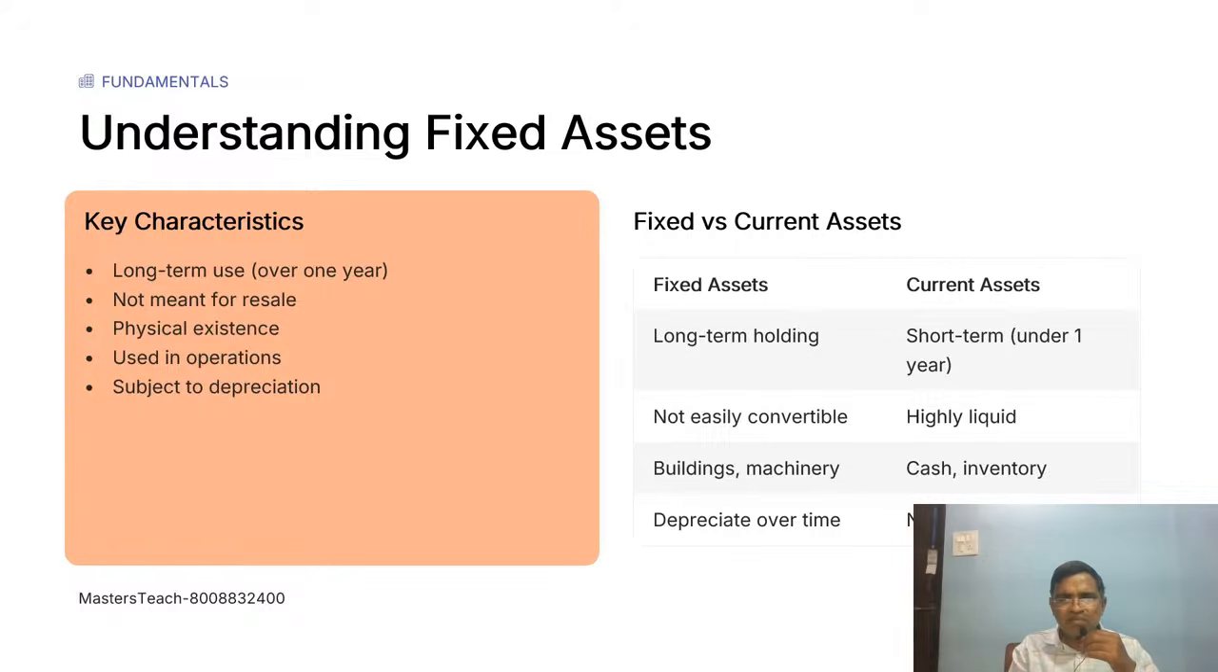Current assets can be easily sold. For example, for fixed assets you can write building and machinery, whereas for current assets you can write cash and inventory. Over time, fixed assets get depreciation, whereas current assets don't have depreciation. Okay, getting my point. Then we'll check the next. Okay, we'll go to the next slide.